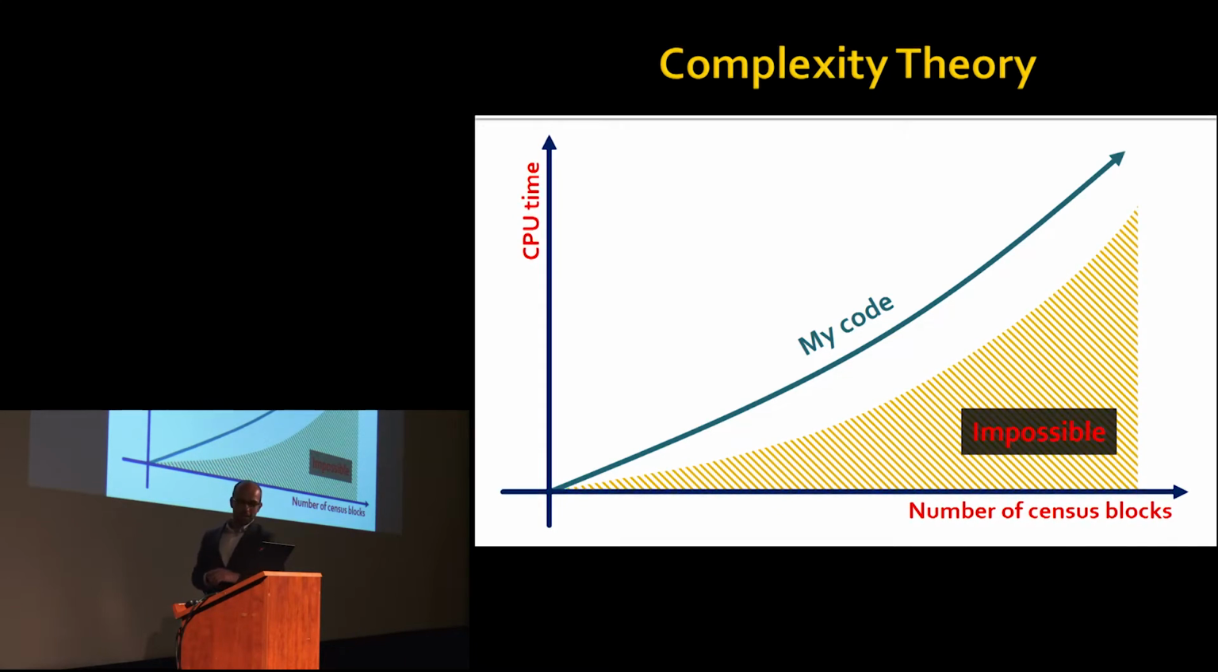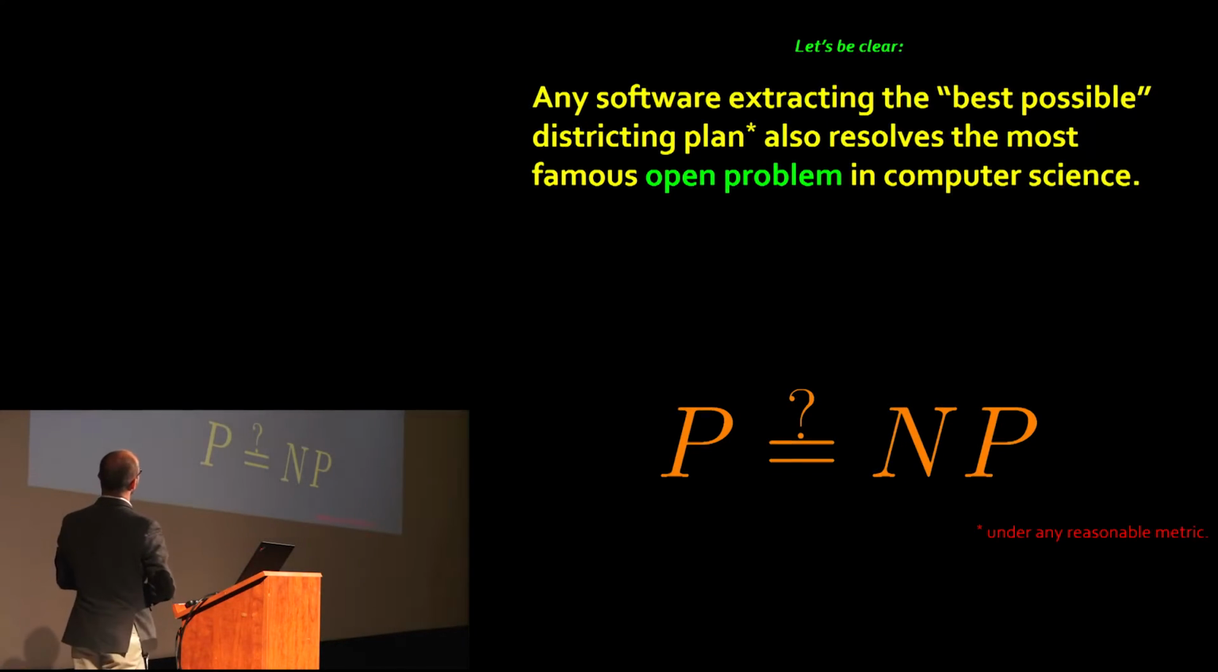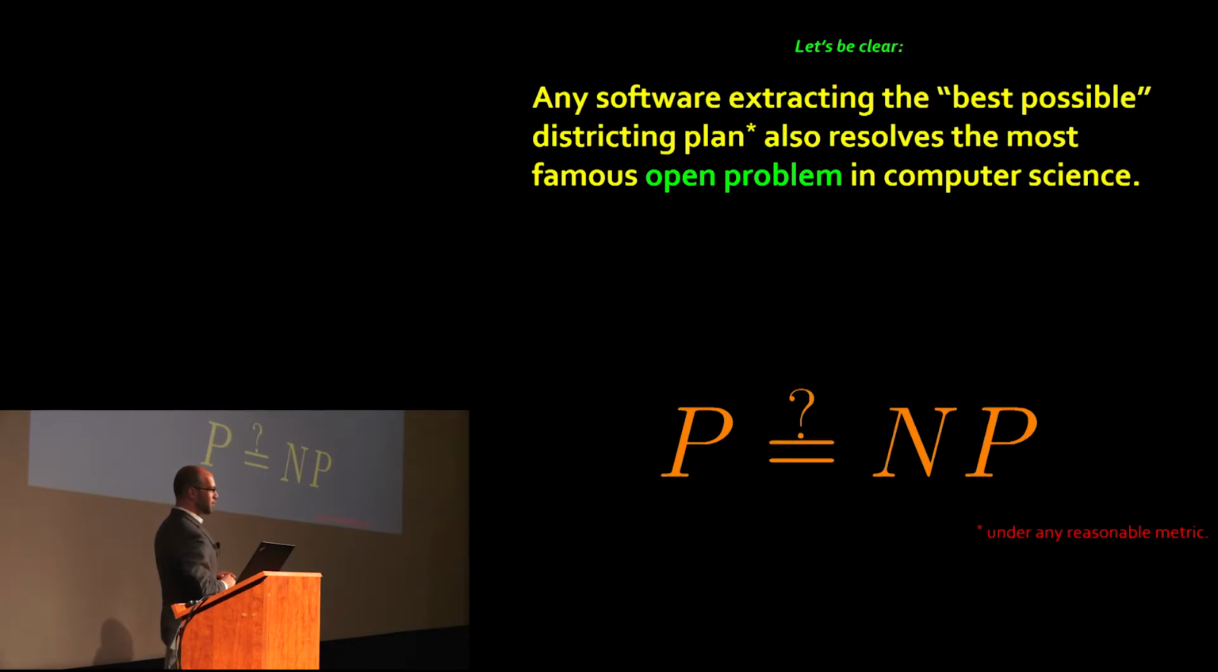So at this point, I'd like to highlight something that was mentioned in Wendy's talk, but I think is worth calling out very explicitly. So let's be clear here. Any piece of software that claims that it extracts the best possible districting plan under any reasonable metric, I'm sorry, red is a little hard to see, also solves the most famous open problem in computer science. Let me repeat myself. Any piece of software that tells you they make the best possible redistricting plan also solves the most famous open problem in computer science.